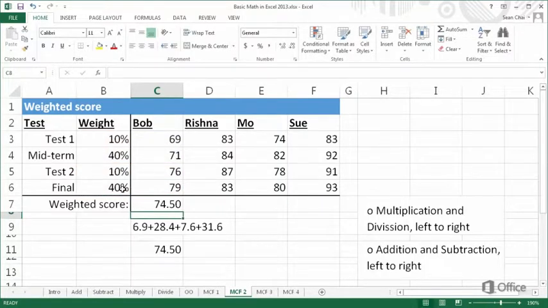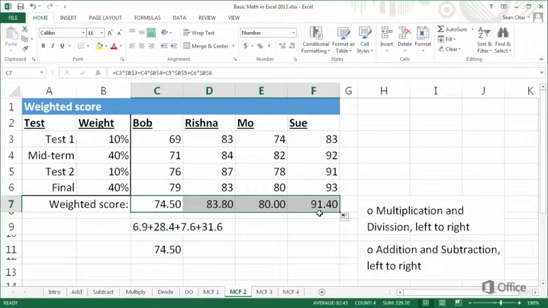To copy the formula, I click the cell, put the mouse pointer over the bottom right-hand corner of the cell until I get a black plus sign, click the left mouse button, and drag the border to the right. Here are the weighted scores for the students.